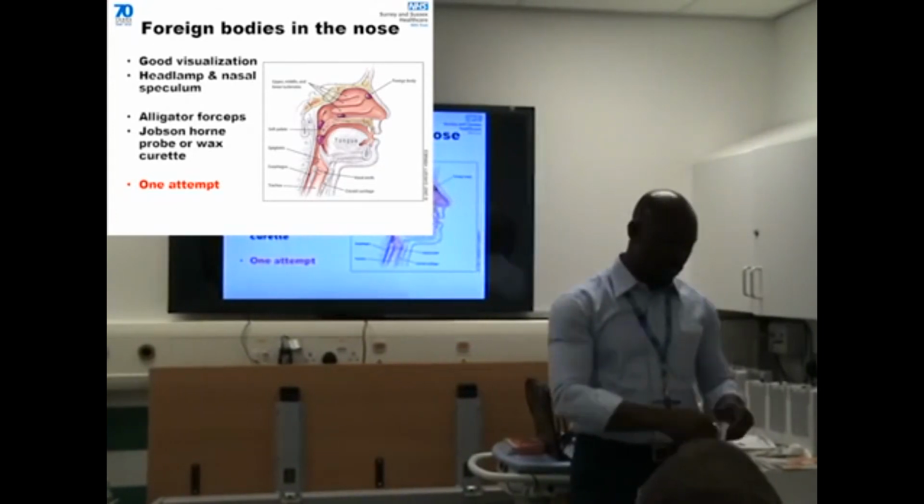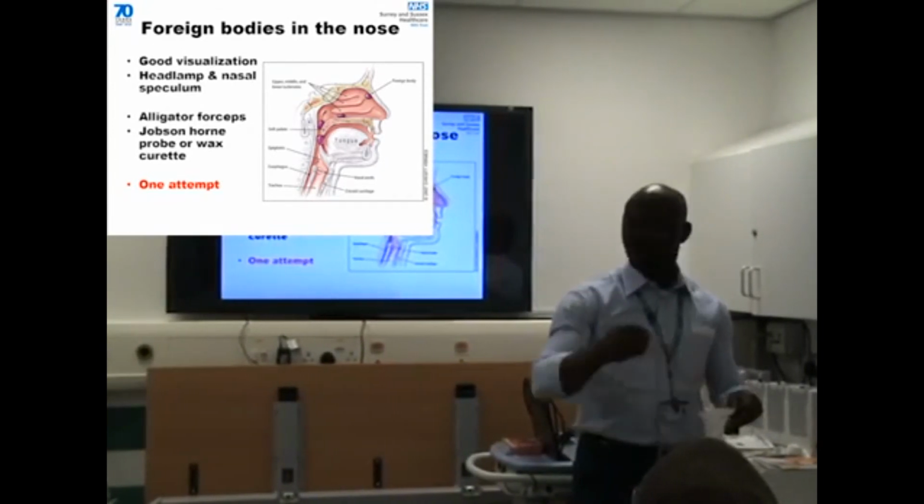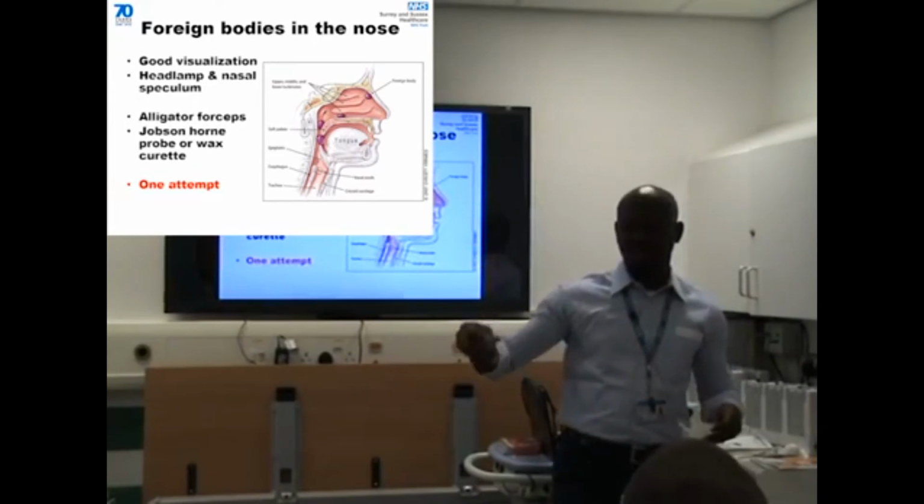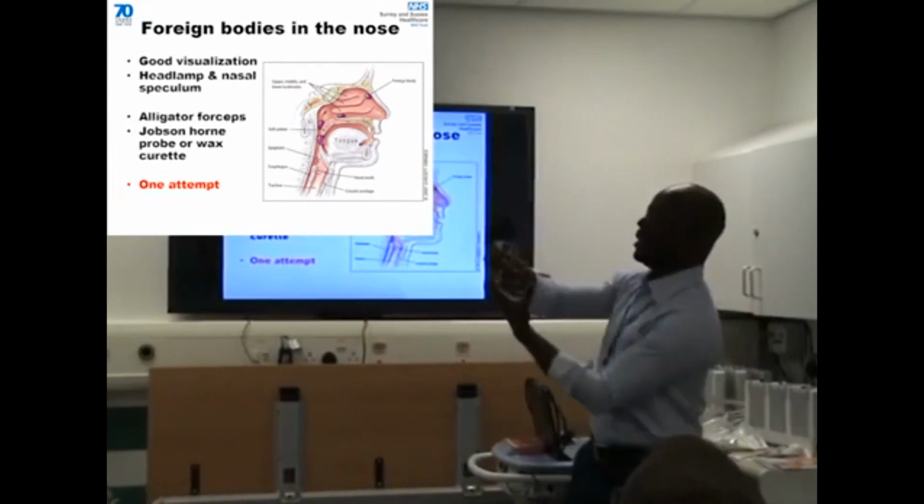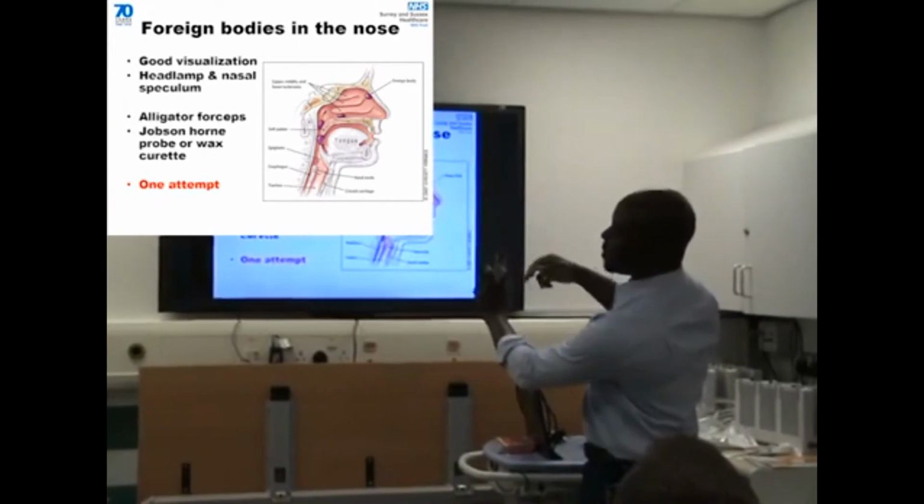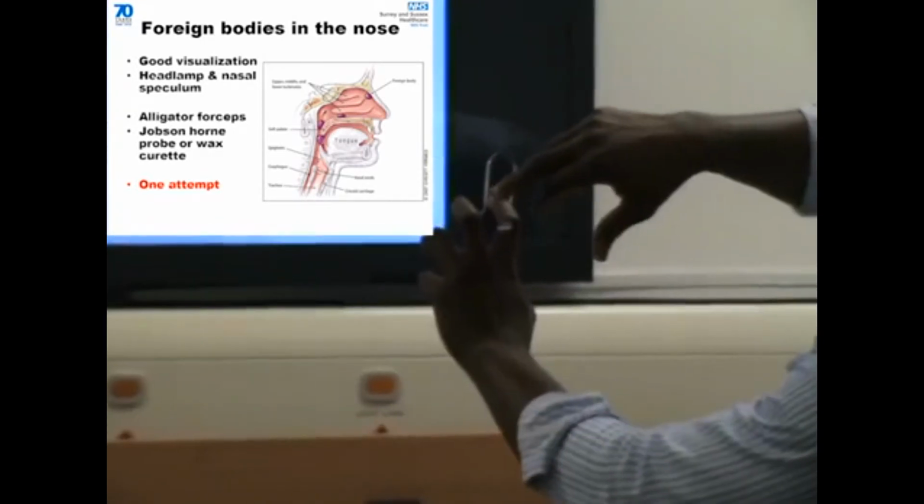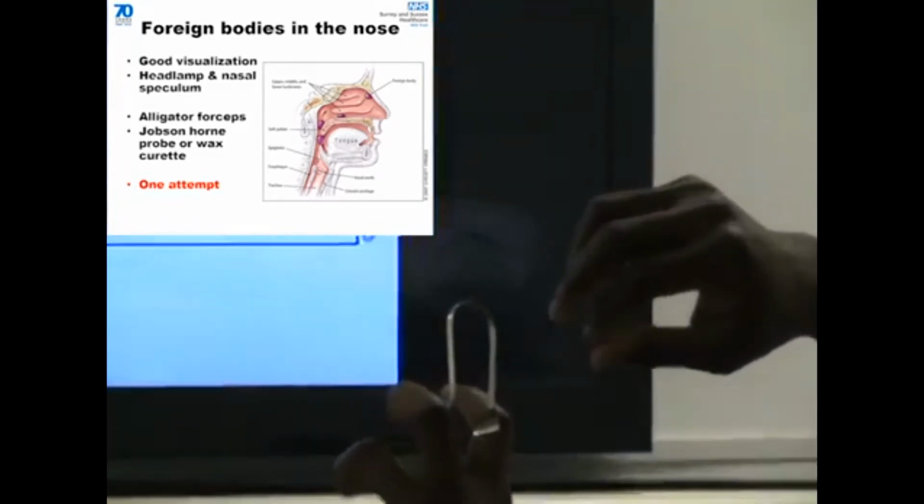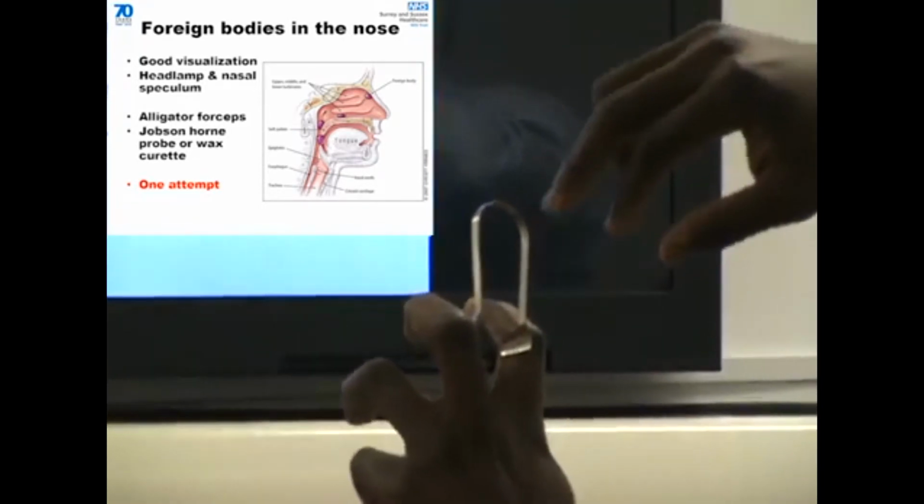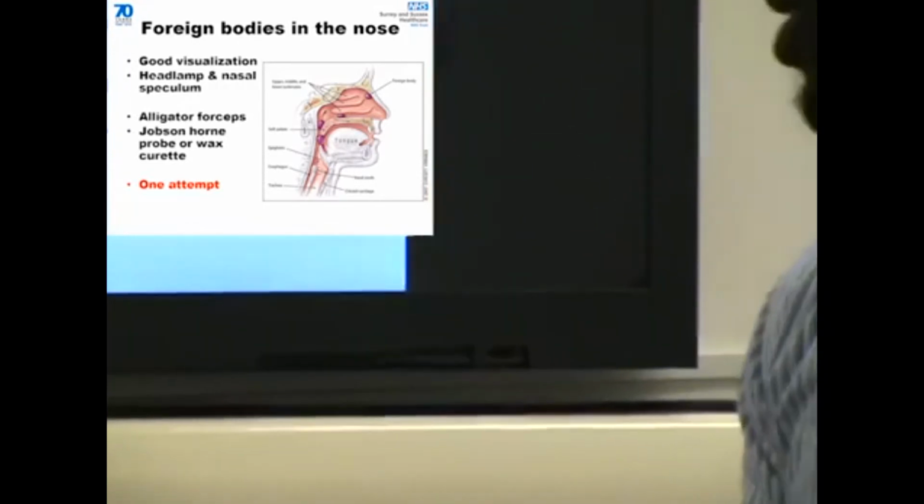I don't know, have we used this before? Yeah, we've used this before. So we just hold it like this. It actually opens up the nasal cavity like this and makes it wider for us to be able to see what's actually going on in there. The key thing is having a good light source and also being able to see what we're doing.